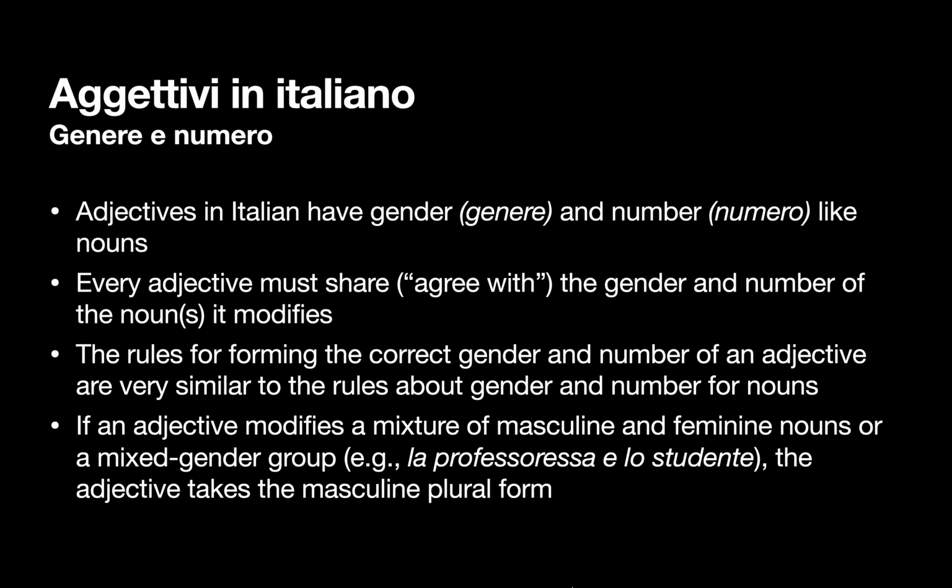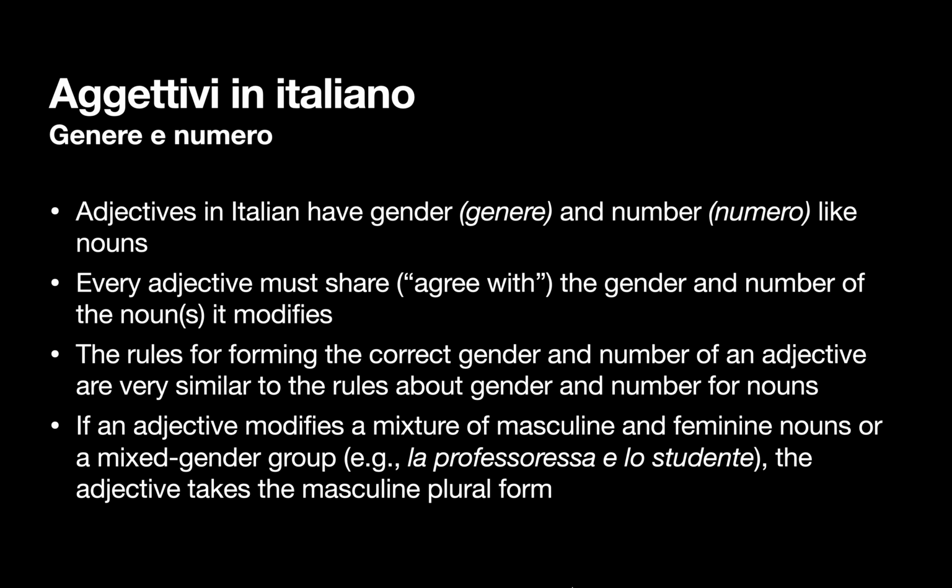So, adjectives in Italian. Adjectives in Italian have gender and number just like we discussed with nouns. Every adjective has to share the gender and number of the noun or nouns that it modifies. This is called agreement in gender and number. The adjectives have to agree with the nouns they modify. You'll find that the rules for forming the correct gender and number of an adjective are going to be a little familiar if you've watched the lessons about nouns. The endings are pretty similar.